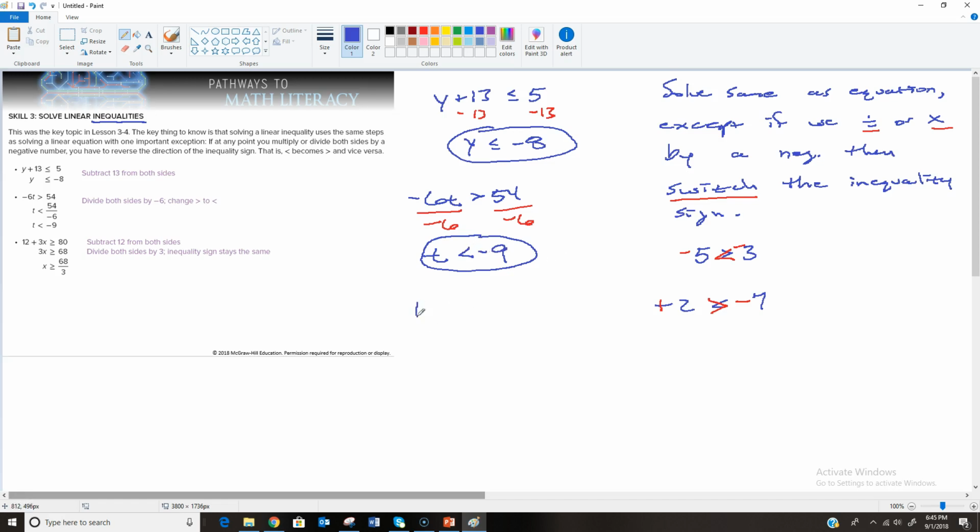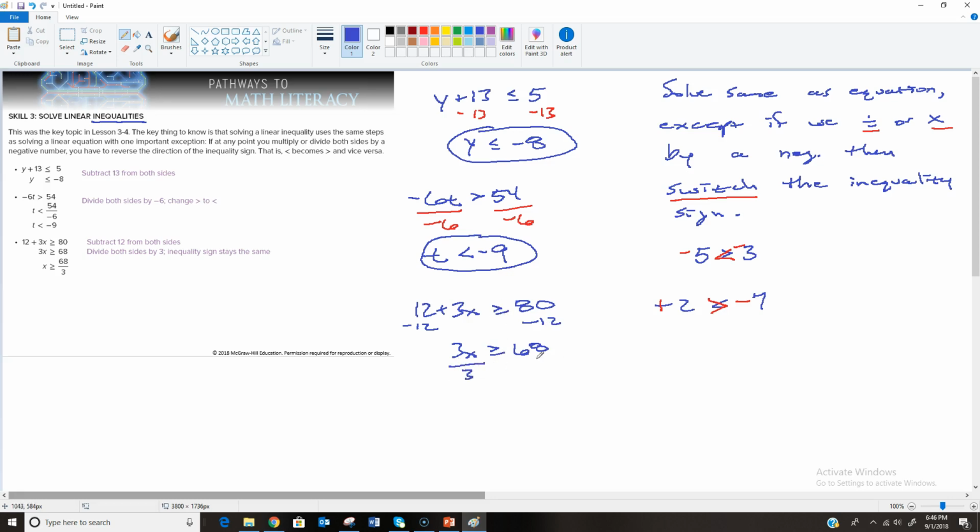And then last but not least, 12 plus 3x is greater than or equal to 80. If I subtract 12 from both sides first, just like if it was an equation, you have to do the subtraction before you do that division. So that gets you 3x is greater than or equal to 68. We didn't multiply or divide by a negative, we just subtracted something. So we don't have to switch the sign, still a greater than or equal to.